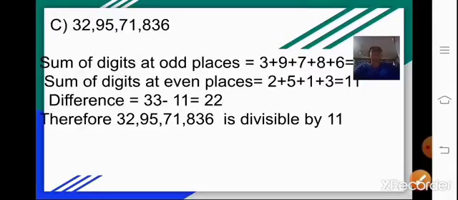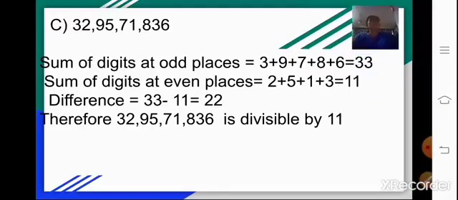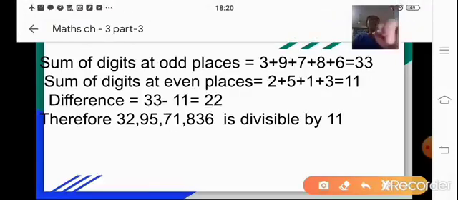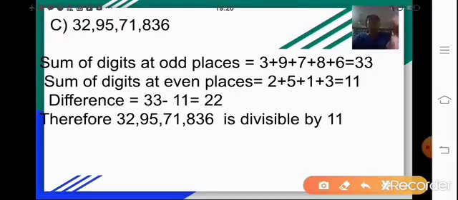Now based on this, one more sum based on divisibility of 11. Now 32 crore 95 lakh 71,836. Now here the digit at the odd place. Which is the number in the digit at the odd place? First number 3, third number 9, fifth number 7, seventh number 8 and eighth number 6. Okay, so 3 plus 9 plus 7 plus 8 plus 6 will give you 33.